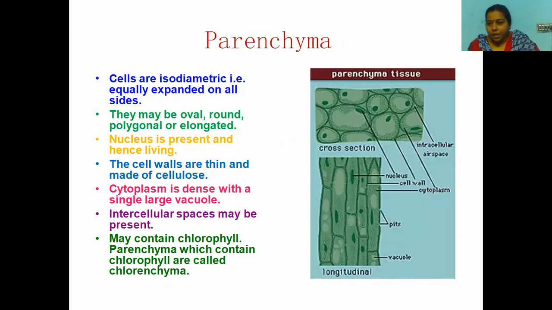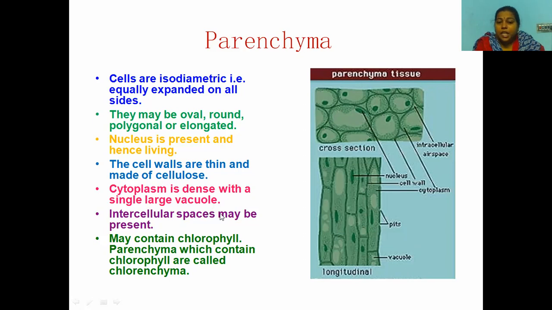Let us see parenchyma, one of the simple tissues. Cells are isodiametric, that is, equally expanded on all sides. Just look at the picture here, children. So cells are isodiametric, meaning they are equally expanded in different directions. They may be oval, round or spherical, or elongated in shape. Nucleus is present and they are living cells. All the parenchyma tissues are made up of living cells. Cell wall is thin and made up of cellulose. Cytoplasm is dense with a single large vacuole. See, children, if this is the cell, here the nucleus is present. This light colored part is nothing but the vacuole.